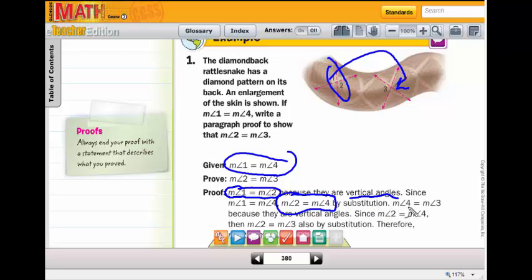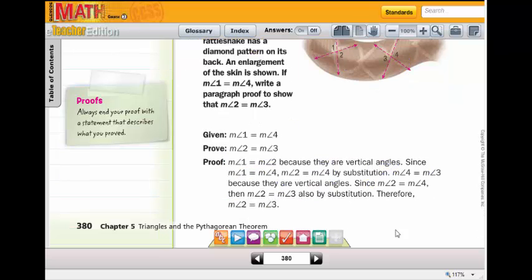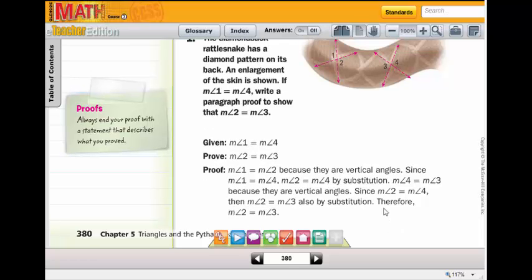Then the measure of angle 4 has to equal 3 because they are vertical angles. So these two are equal because they're vertical. Since the measure of angle 2 equals the measure of angle 4, then the measure of angle 2 equals angle 3 by substitution. Therefore, the measure of angle 2 equals 3. So let's take this one more time through this.